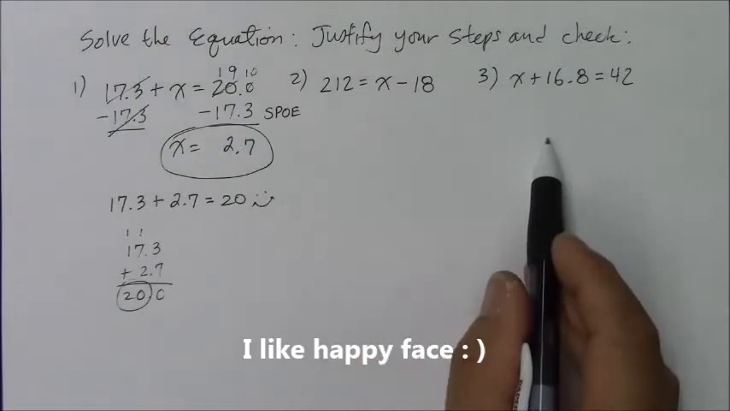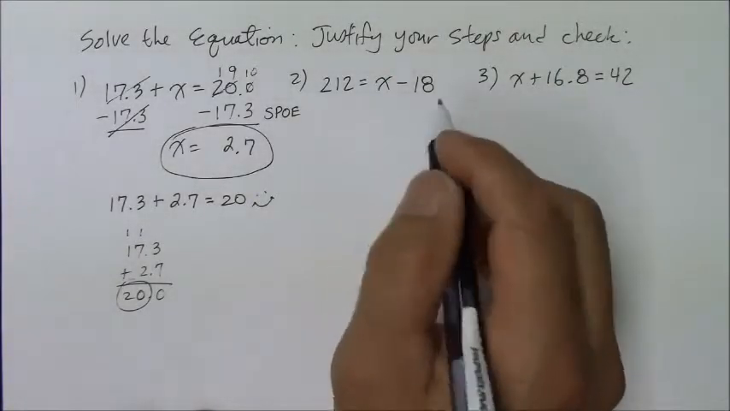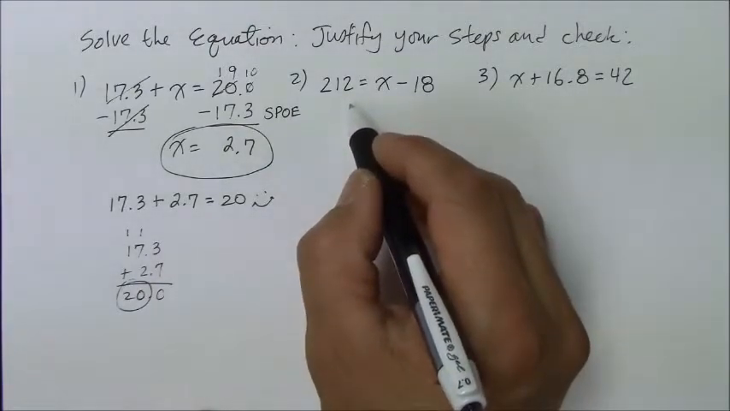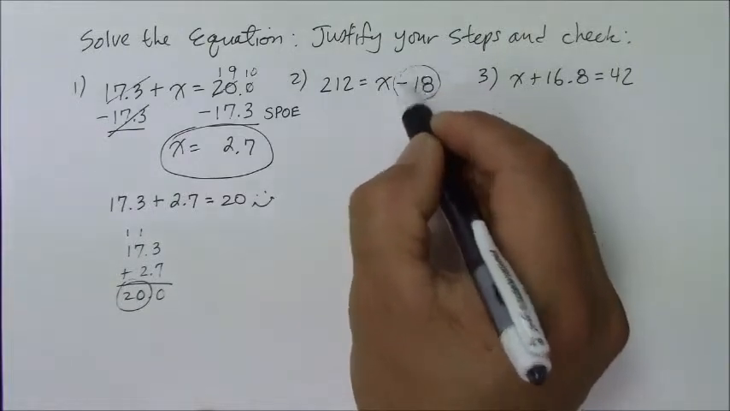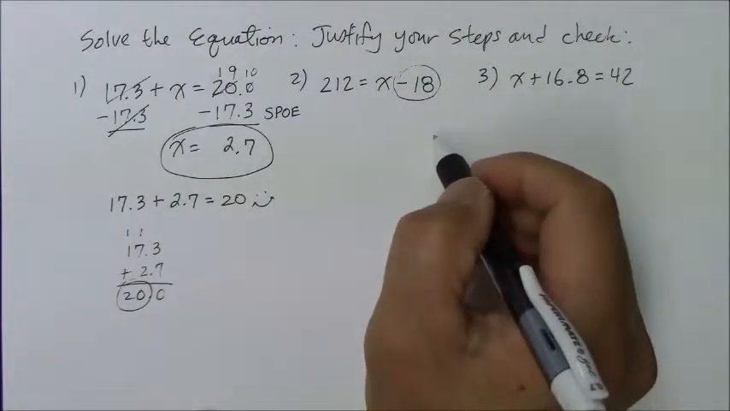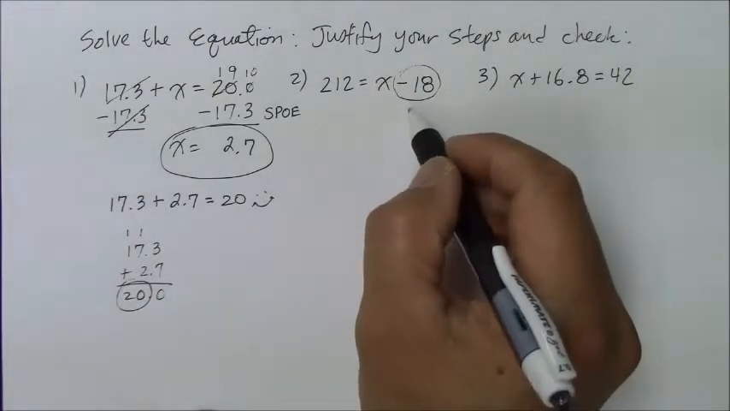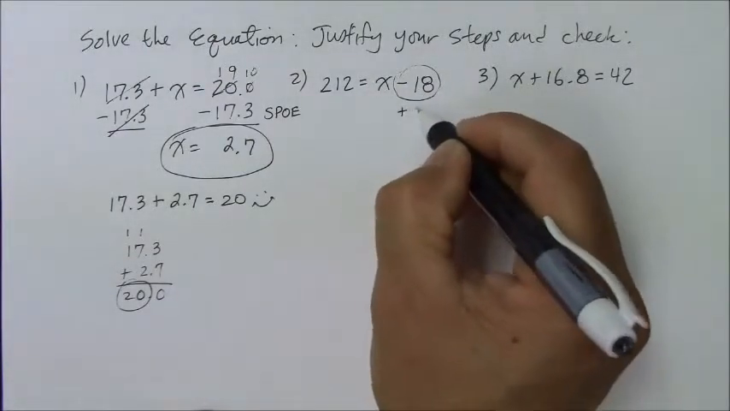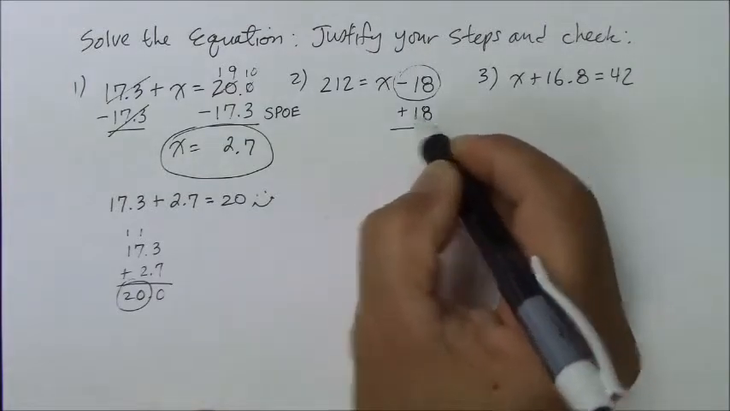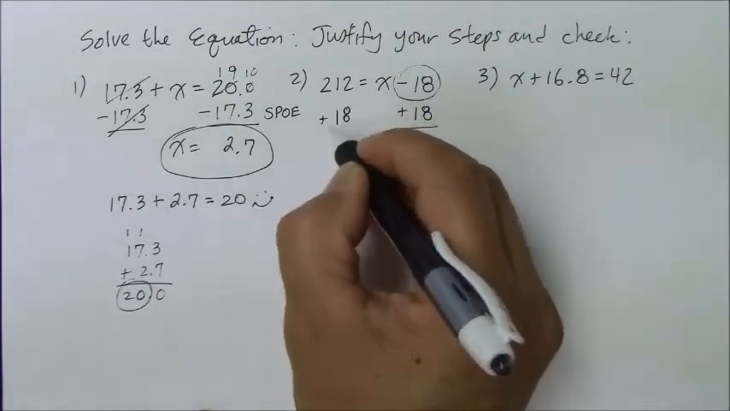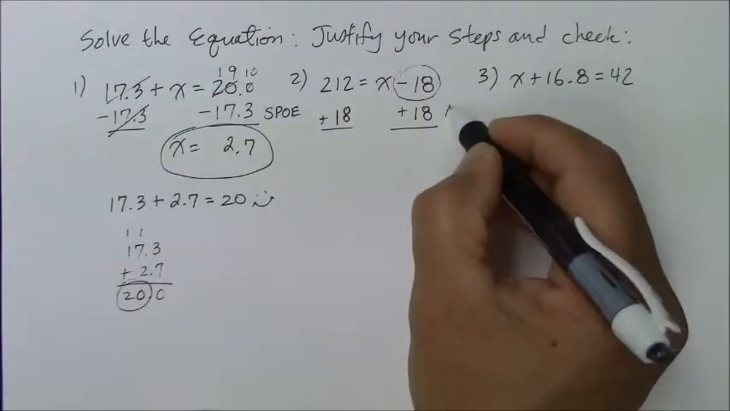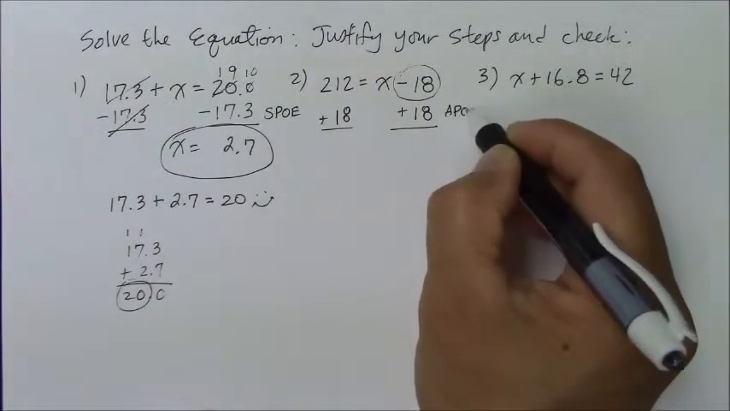Why don't you do numbers 2 and 3? Go ahead, use the happy face. All right, to solve this one, you're going to move the number away from the x. Just like some teachers will say, take this number and throw it over the fence. But first you have to oppositize it. Make minus 18 opposite, so that becomes plus 18. So you're going to add 18 to both sides of the equation. And since I'm adding, the property that you want to use is addition property of equality.